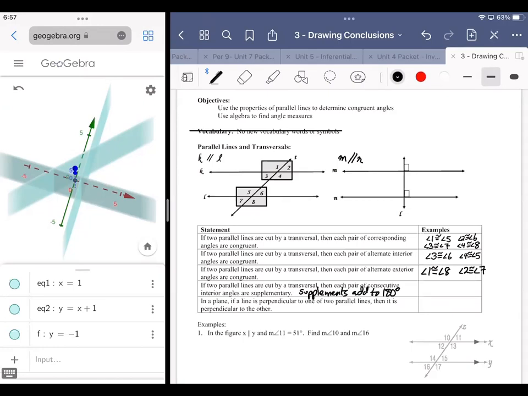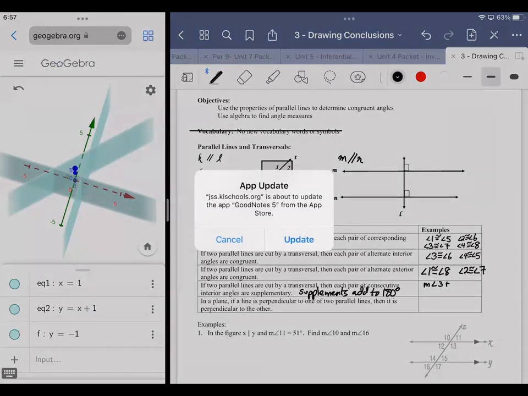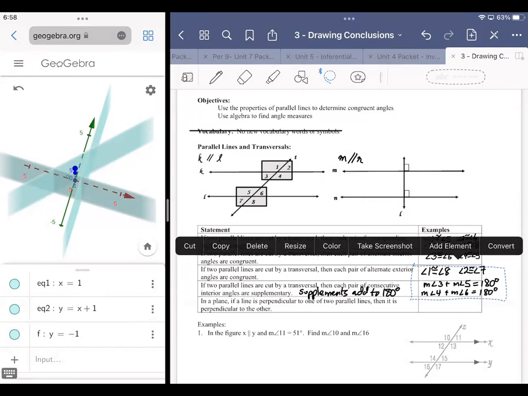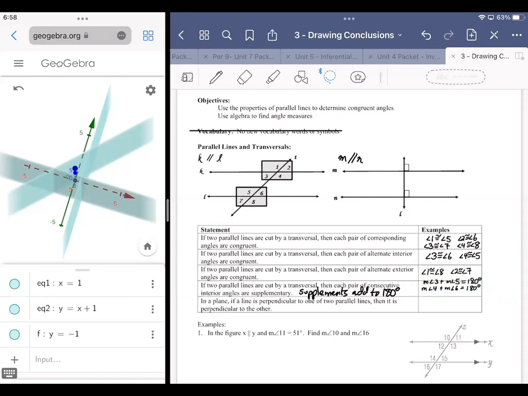So that's telling me that angle three and angle five, the measure of angle three and the measure of angle five would add to equal 180 degrees. The same would hold true with four and six. Now, we don't really talk about, well, we don't talk about them at all, consecutive exterior angles, because how are they consecutive if they're not adjacent to one another in any way? But there are other angles that would add to 180 degrees.